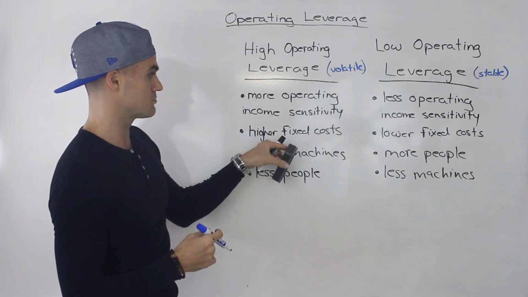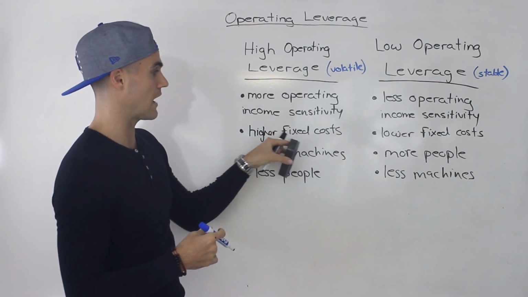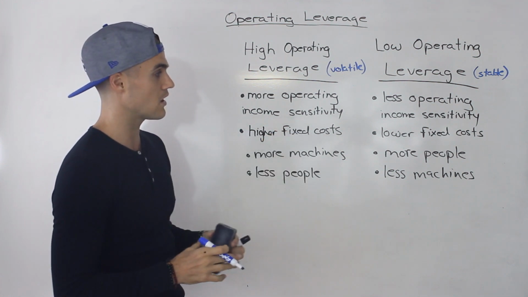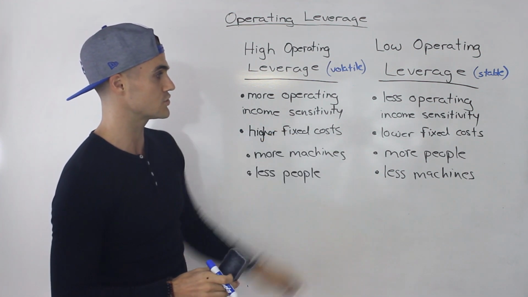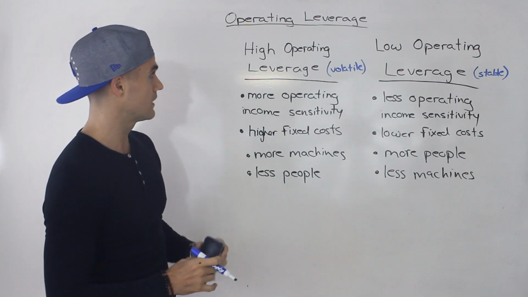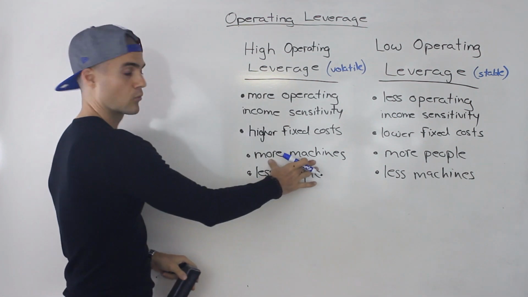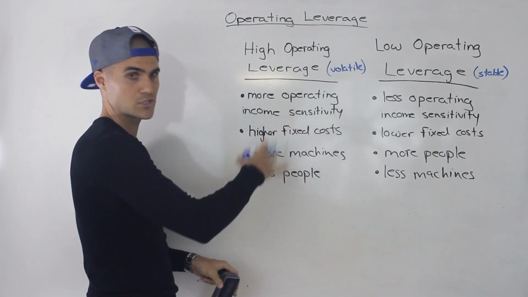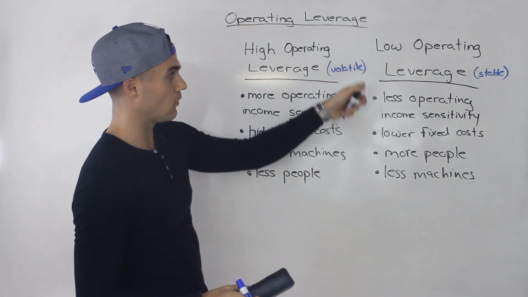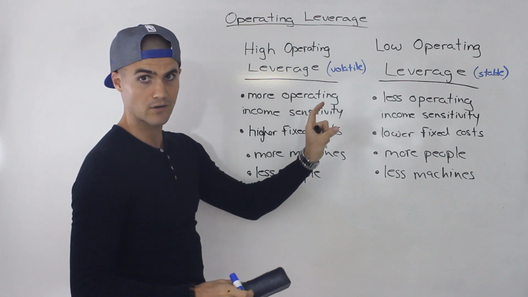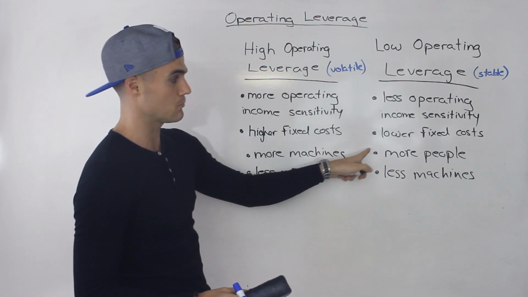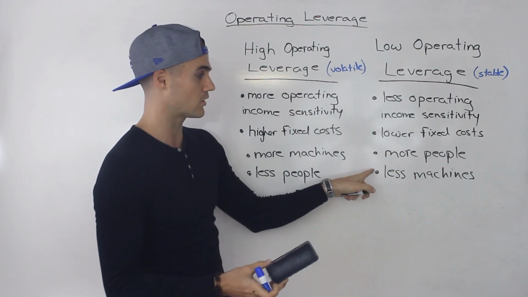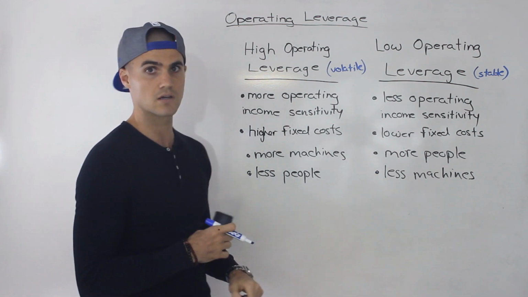And high operating leverage means higher fixed costs or higher relative fixed costs, versus low operating leverage is lower fixed costs. High operating leverage, more machines, less people. So more capital, more automation. Versus with a low operating leverage, you're going to have higher variable costs. So there's going to be more people, more direct labor, less machines, less automation.